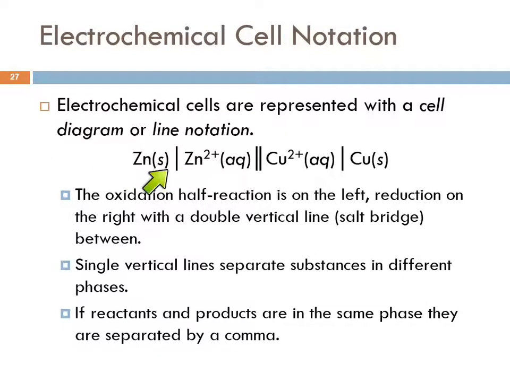And we separate them with a vertical line because this one's a solid and this one's aqueous. And over here we've got copper ions and solid copper, and those are separated with a vertical line because their phases are different. And then in between the two half reactions, we put a double vertical line. And that sort of represents the salt bridge, if that helps you remember. The double line goes in the middle, separating the two half reactions.